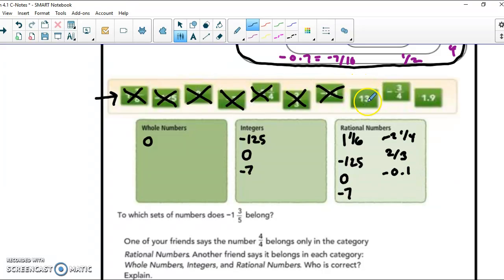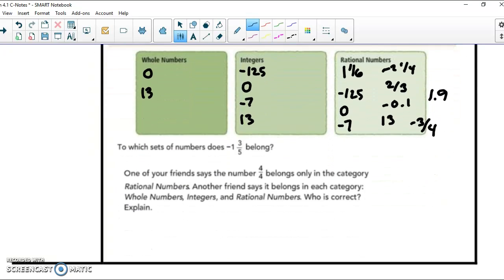The number 13 is a whole number, which makes it also an integer, and it's also rational because I can write it as a fraction. -3/4, not a whole number, not an integer, but yes to rational number. And finally, 1 and 9/10 is not a whole number, not an integer, but yes to rational. Because I could write that as a ratio.